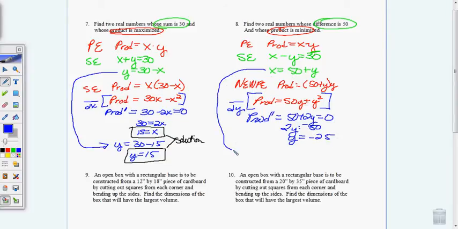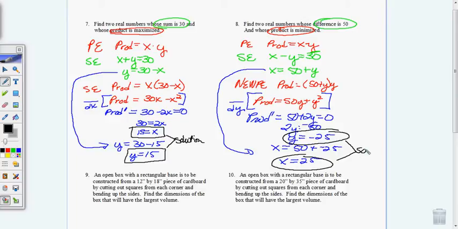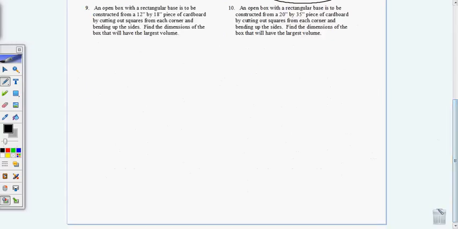Bring down that x equation. x is going to equal 50 plus negative 25. My x value is going to be a positive 25. So my final answer, y is negative 25, x is positive 25. That would be my solution. Okay, one type of word problem done. So, carrying on to the next one. Hint, hint, I like these problems.